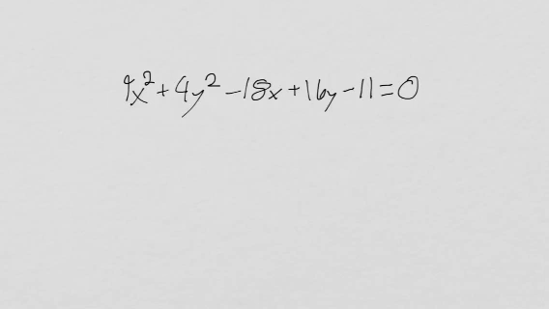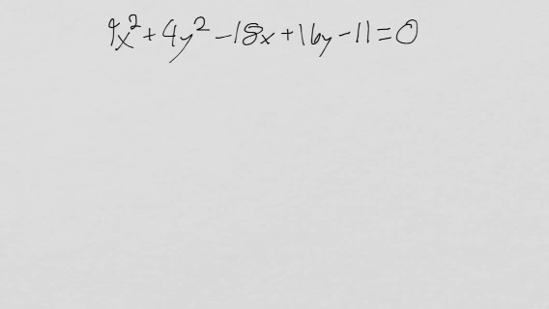For problem number 8, we are going to have to use completing the square to convert this equation into standard form. And then we will graph the equation and say which type of conic it is. We're going to find its center, its vertices, and foci. So the first thing we're going to do is be adding some of these terms over to both sides.